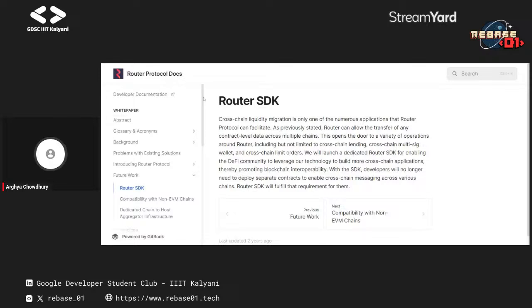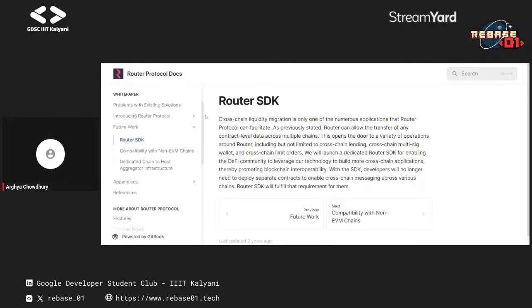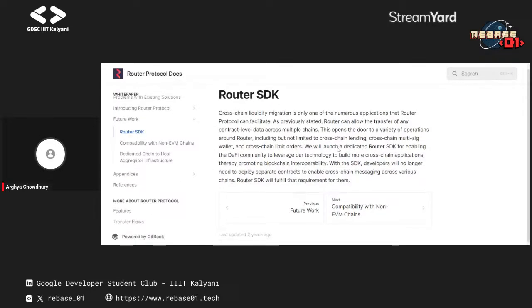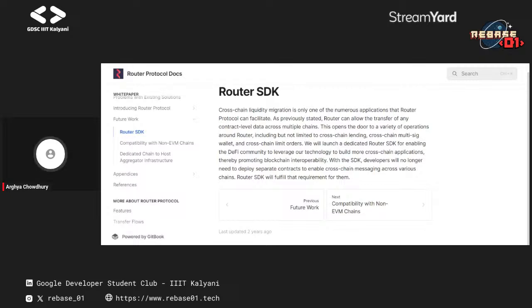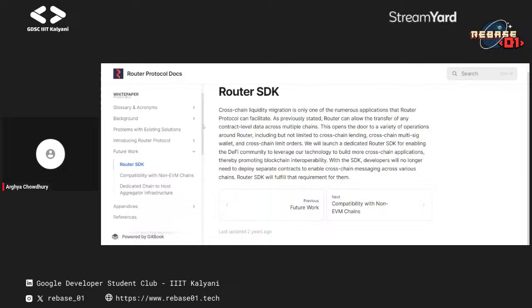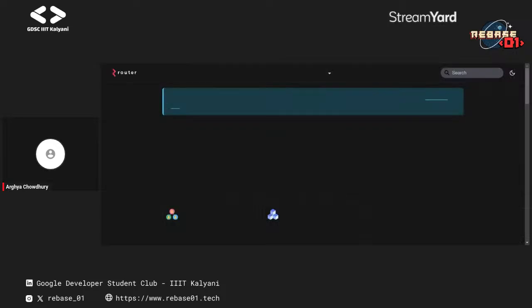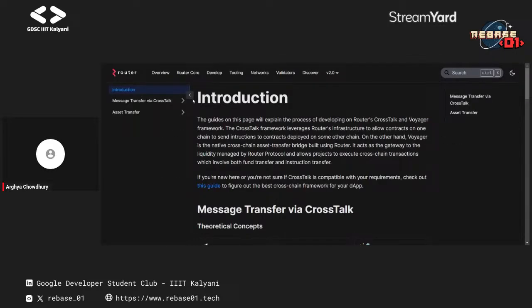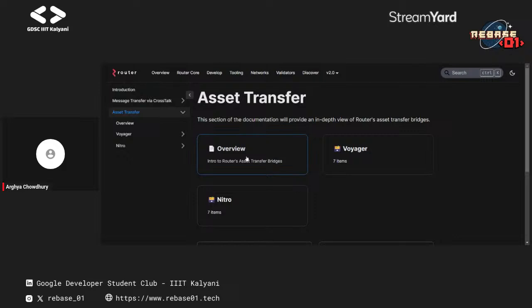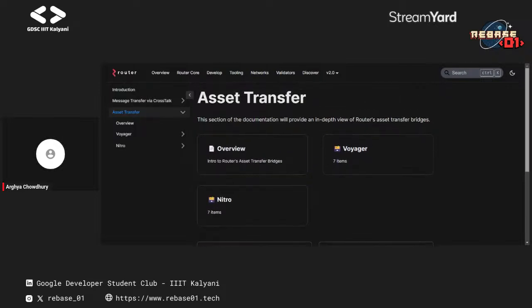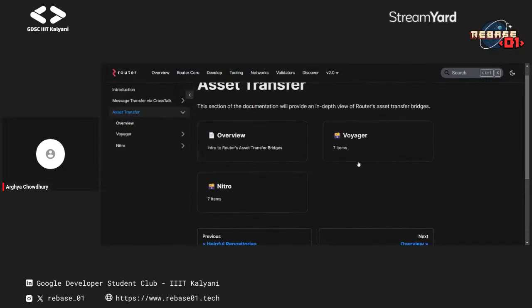I have around 9 minutes left, so I can't exactly go much deep into all this, but you can definitely check out this Router SDK, this cross chain. They have this protocol called CrossTalk. It's a library basically. And if you go to the developer documentation, I believe many of the projects will need this asset transfer, not the message transfer maybe, but asset definitely.